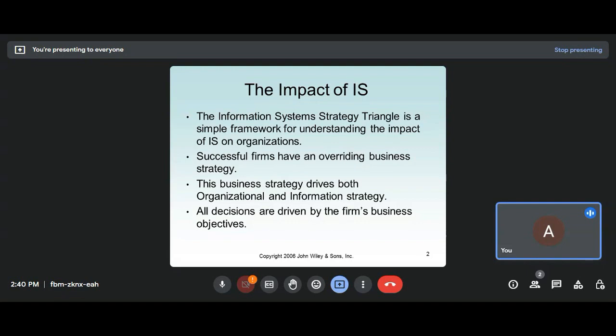In other words, any investment in information systems should be justified based on how it supports the company's overall business objectives. This helps to ensure that IS investments are made strategically and that they contribute to the company's overall success.